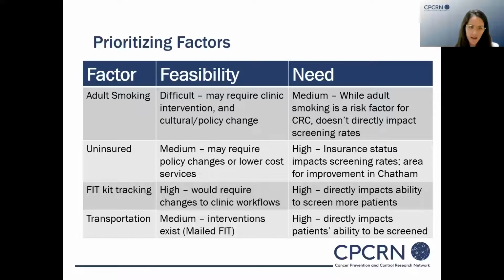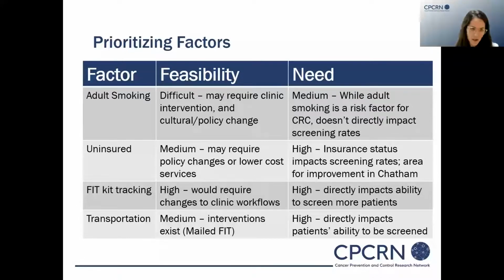Fit kit tracking, that's another one that should be fairly feasible. It would require some changes to clinic workflows, but it's nothing that hasn't been done before. And there's lots of strategies and interventions to help with that. And the need is high because it directly impacts the ability to screen more patients in our case. And it was something that was noted by stakeholders as a priority.